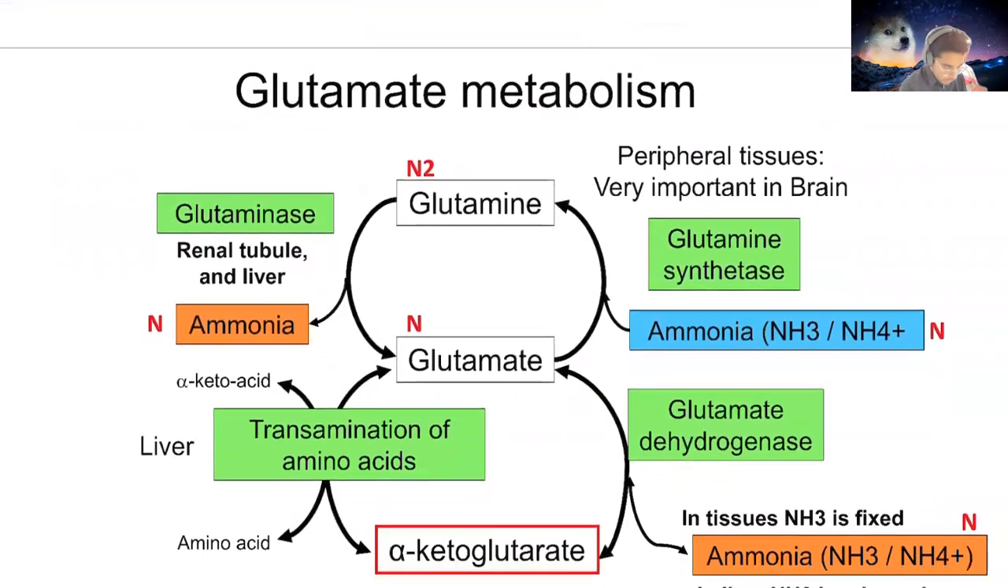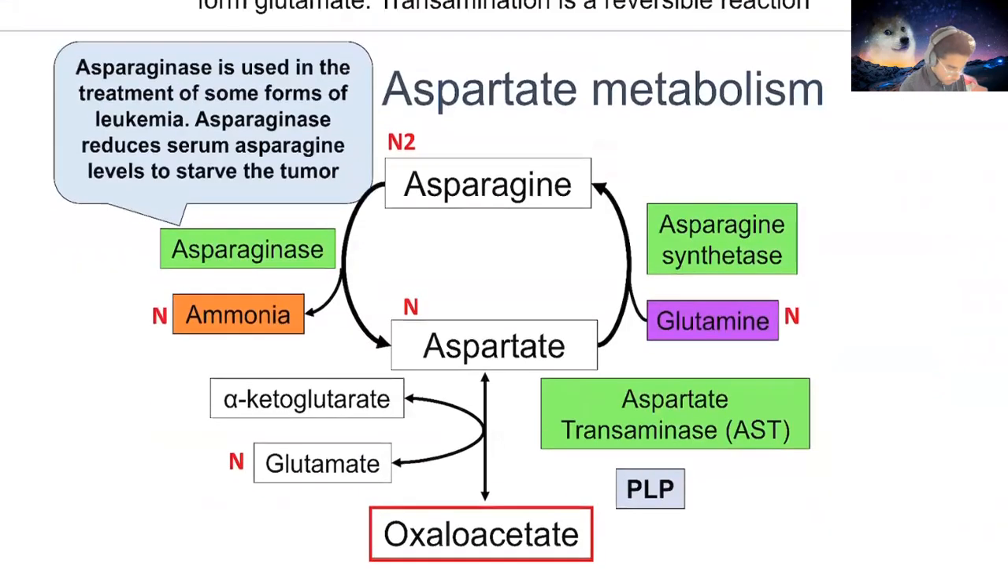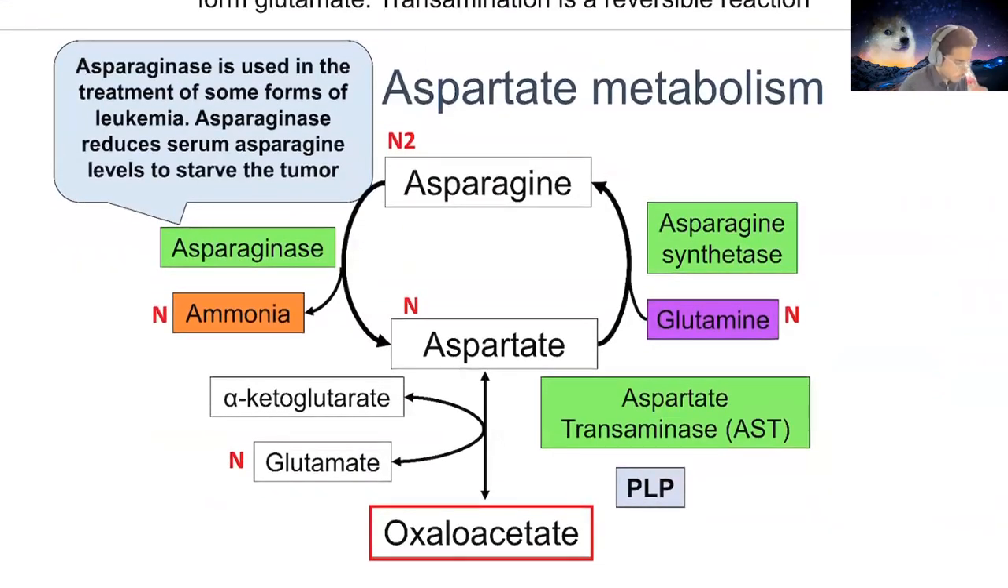I would know this cold based off of, I think, give me 1 second. Asparaginase is important for the treatment of leukemia, right? Asparaginase reduces serum asparagine, which then starves the tumor because the tumors are very highly active and they're using up a lot of your proteins. And in that process, they create a lot of nitrogenous waste.